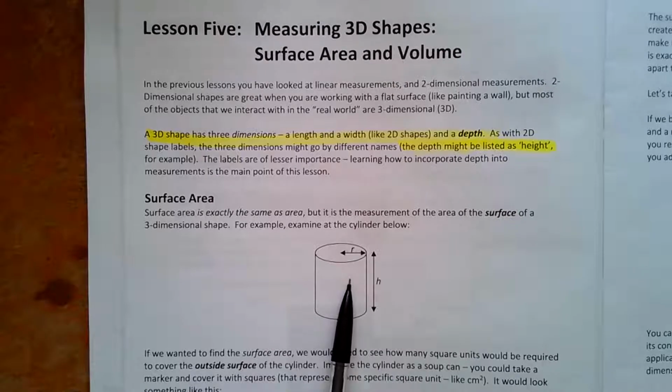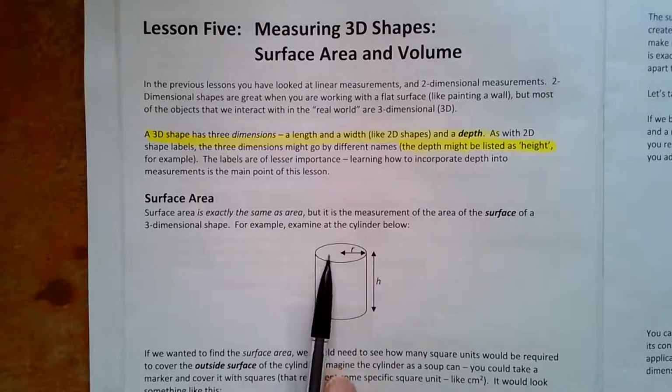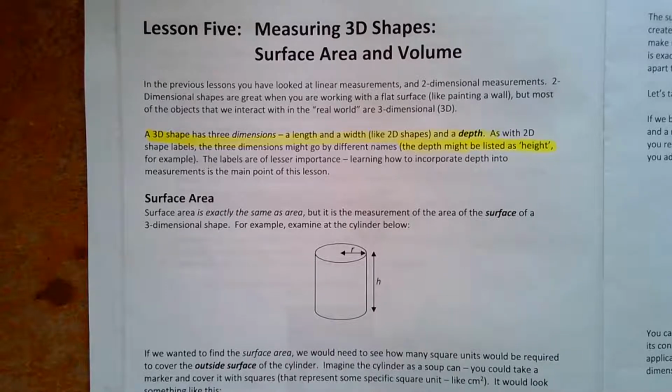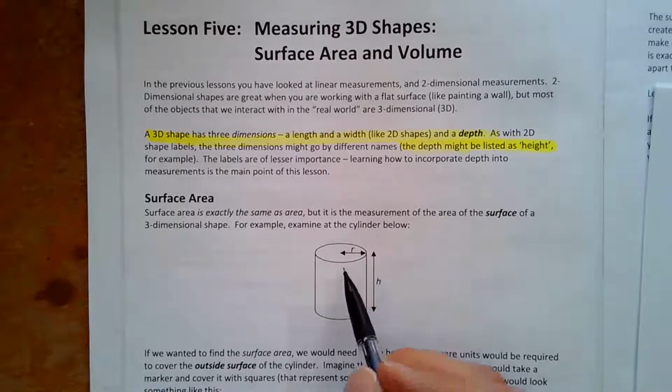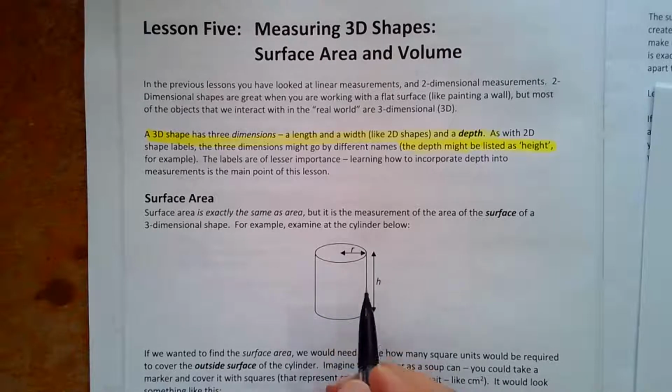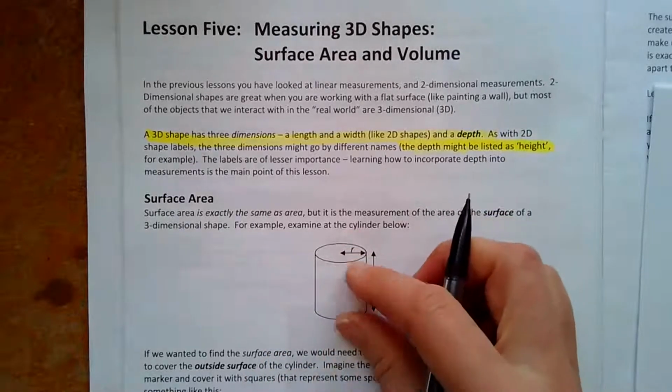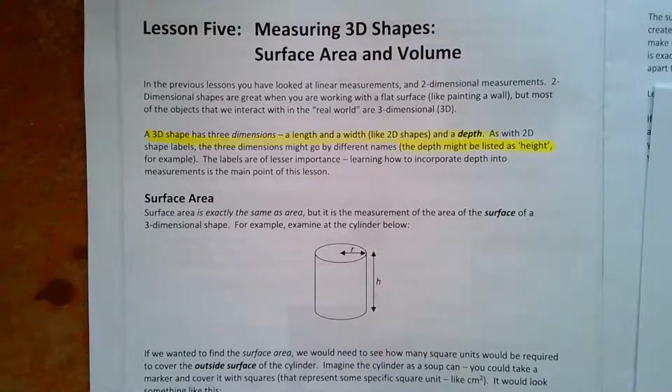For example, let's examine the cylinder below. So the cylinder is the shape that we would refer to in everyday language as a can. This would be like a can of juice, or the tube of a toilet paper or paper roll, or if the cylinder was a little shorter, it would be like a tuna fish can. There's lots of things that are cylindrical or tube-shaped in our world.